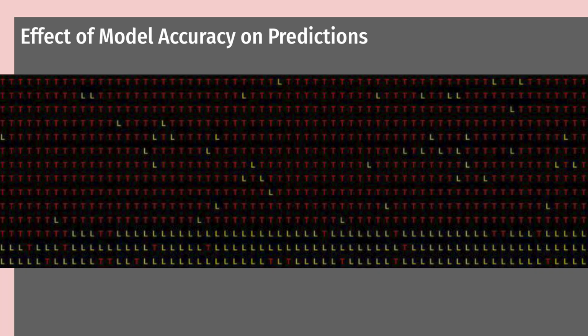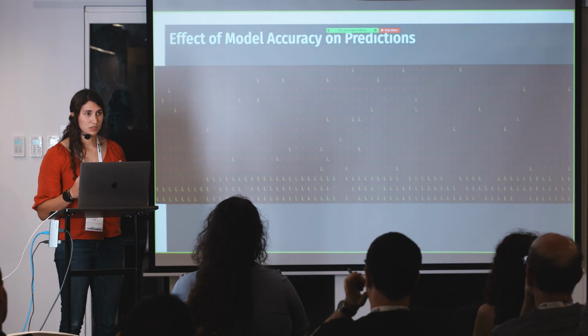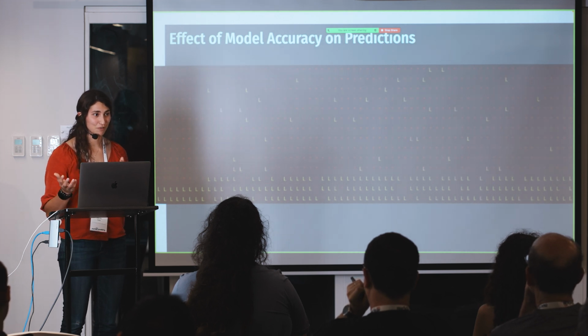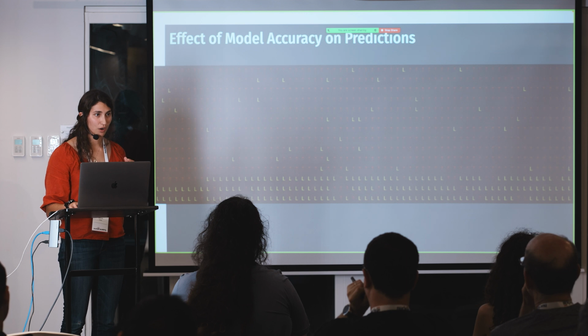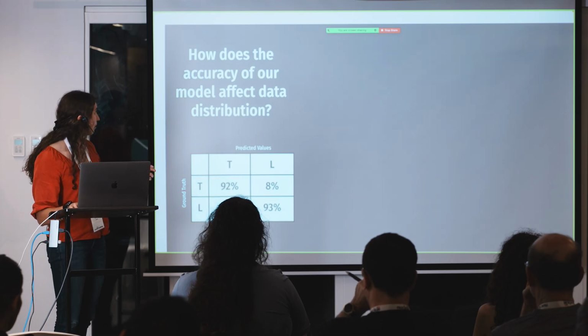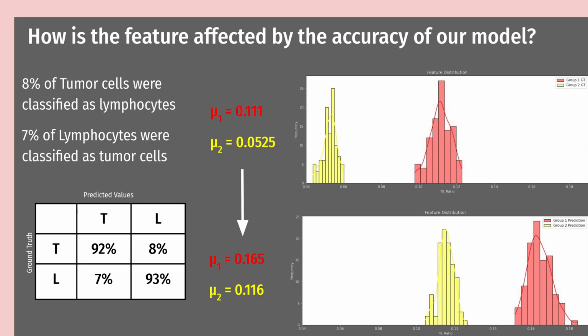This is assuming that our model worked perfectly, that we had no errors in our annotations, and we received 100% accuracy. But in reality, our model gives results that sometimes confuse tumor cells for lymphocytes and lymphocytes for tumor cells. So our inference when we run on our data is not going to be 100% equal to our ground truth. So let's look at how our model accuracy affects our feature distribution. On the top you see what we started with. This is our feature calculated with our ground truth.